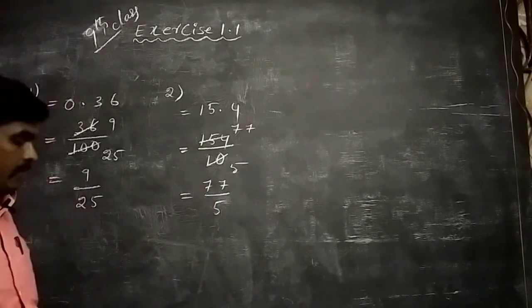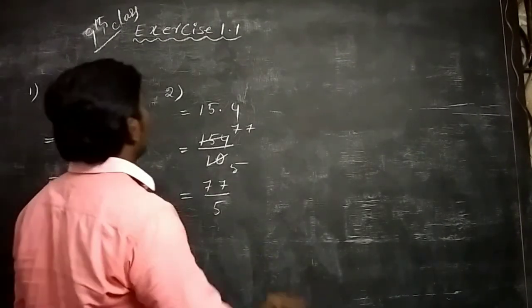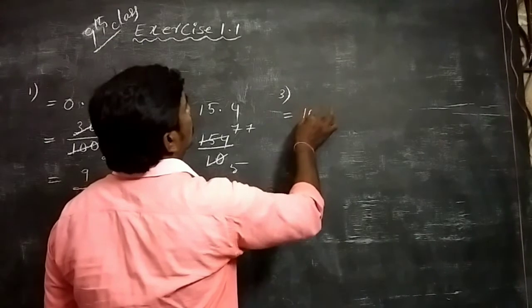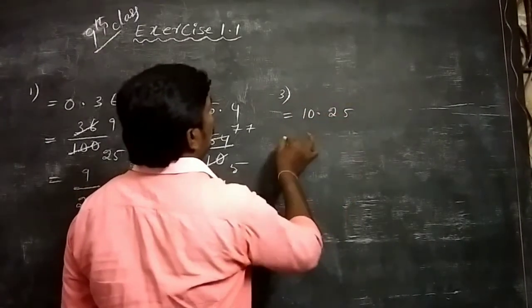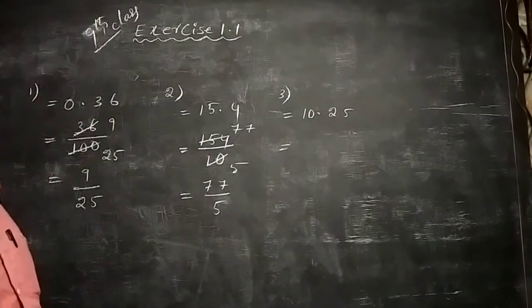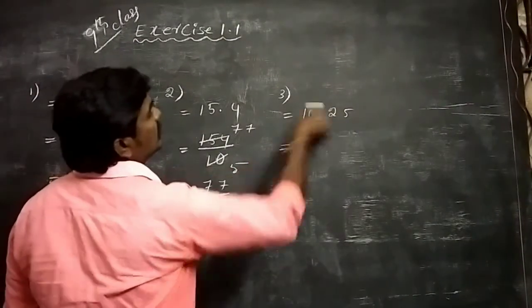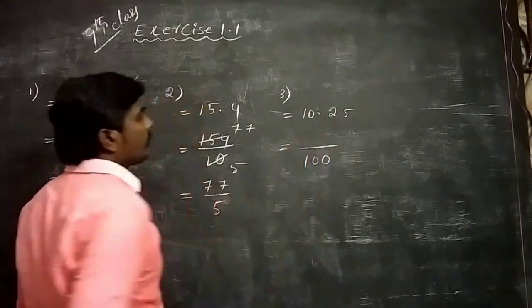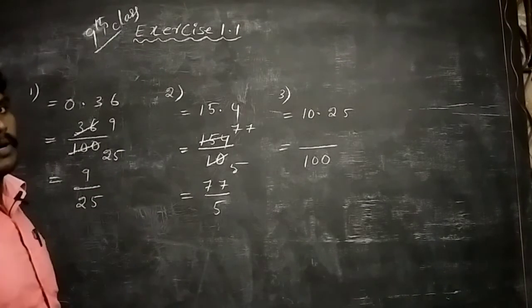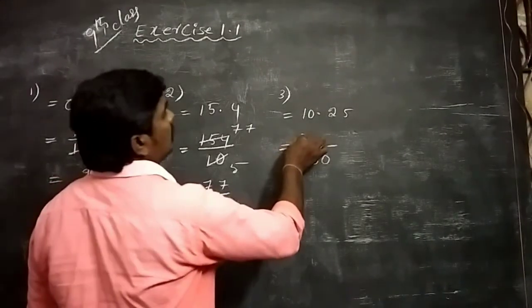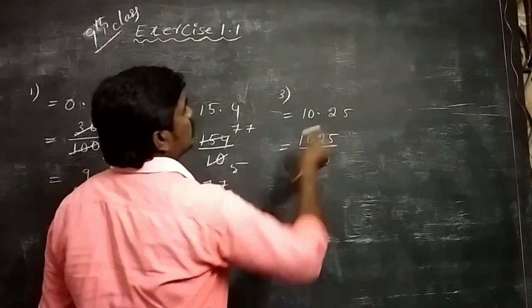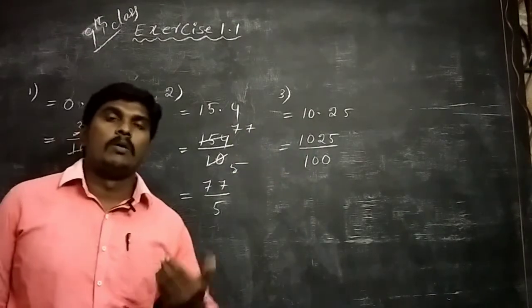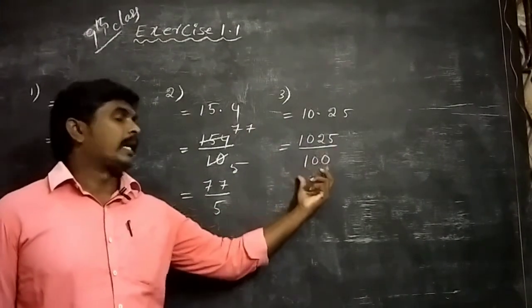77 and 5 both have no common factor except 1. They are co-primes. So we have written it in simplest form. Sum completed. Next number is 10.25. I think you can do it. After seeing two sums, now you have got an idea. So what can we do here? After the point 2 digits are there, so 2 digits means by 100. Now what can you write in the numerator? The numerator should be 1025.